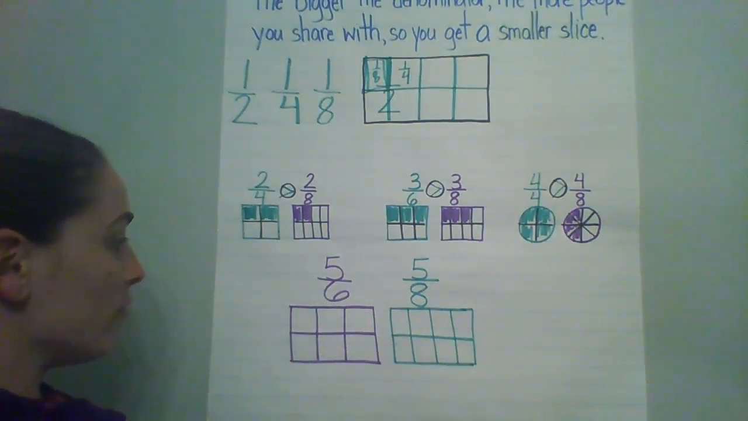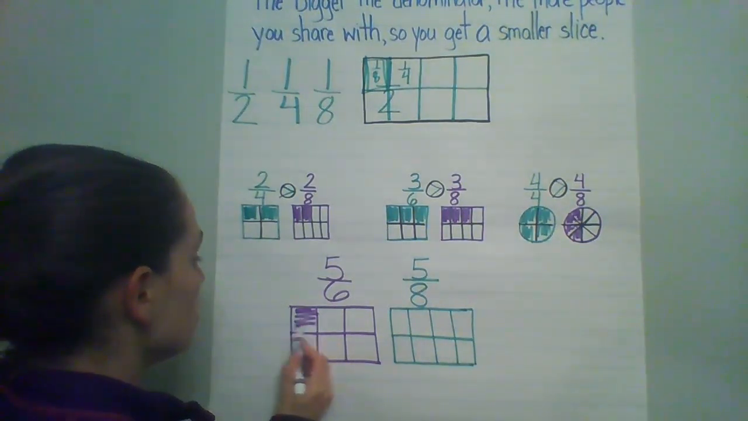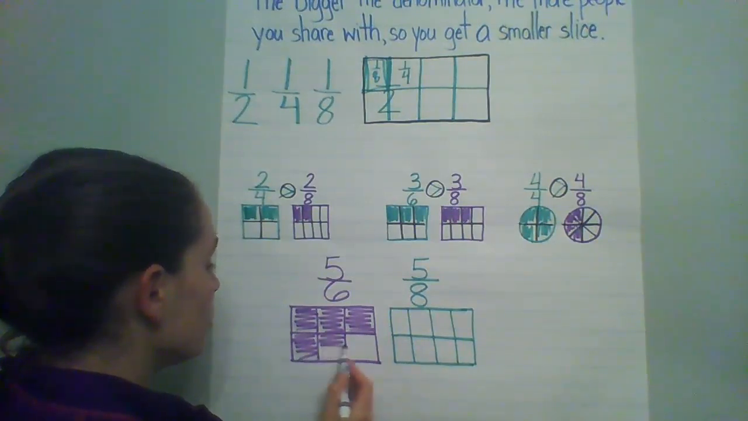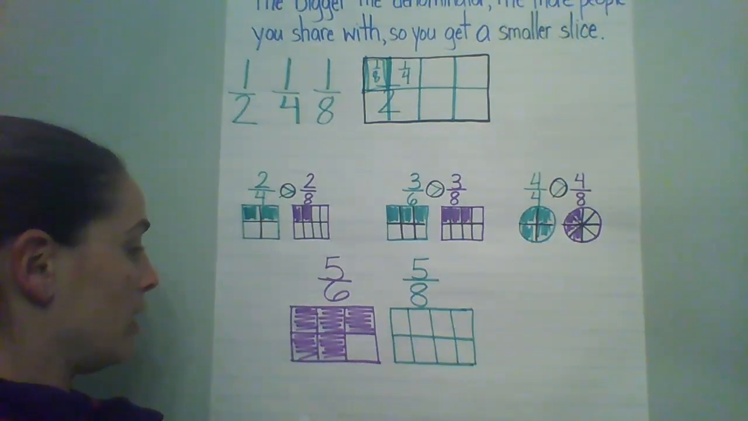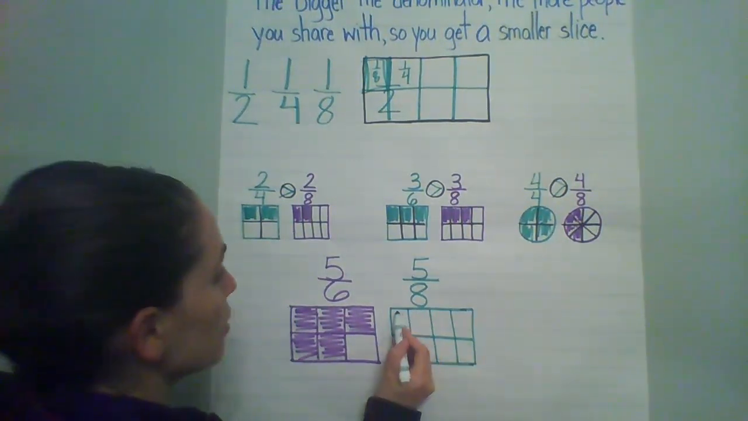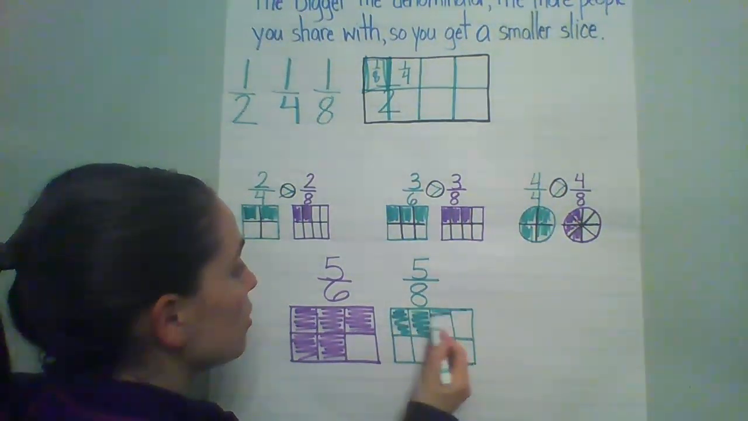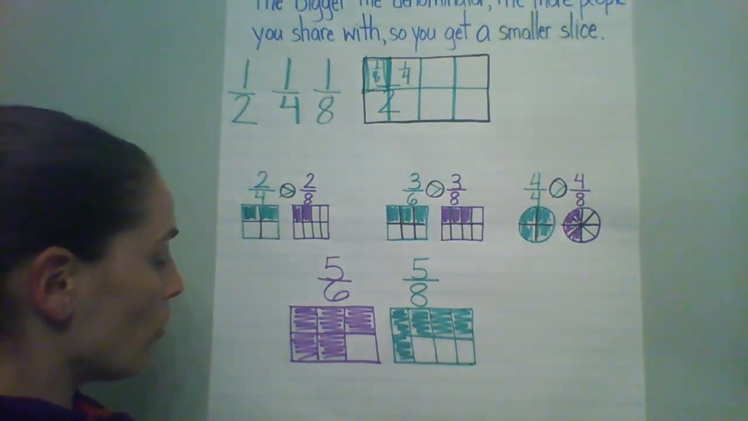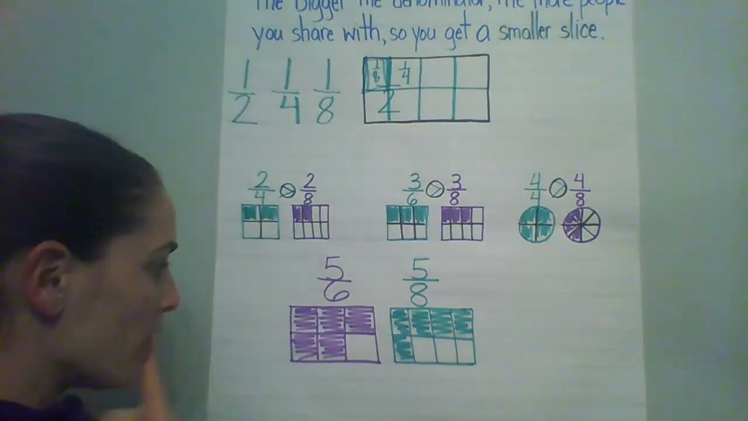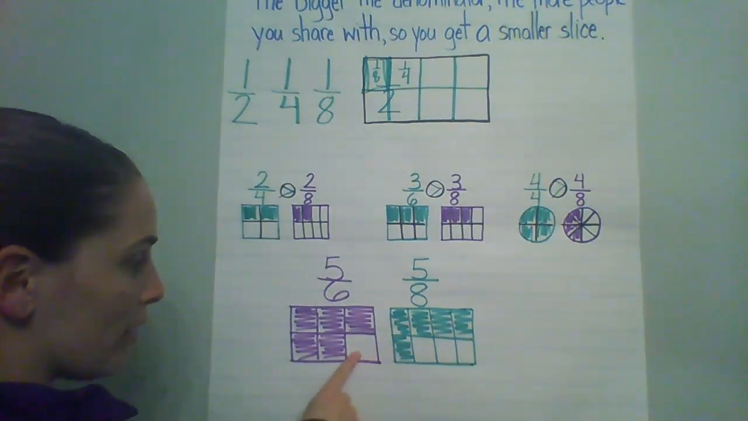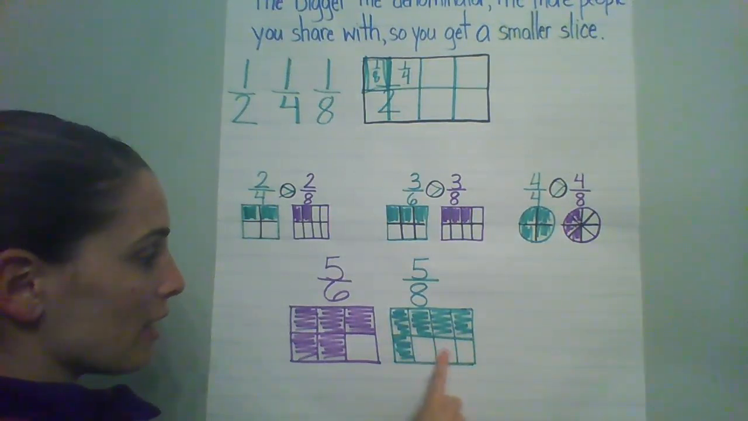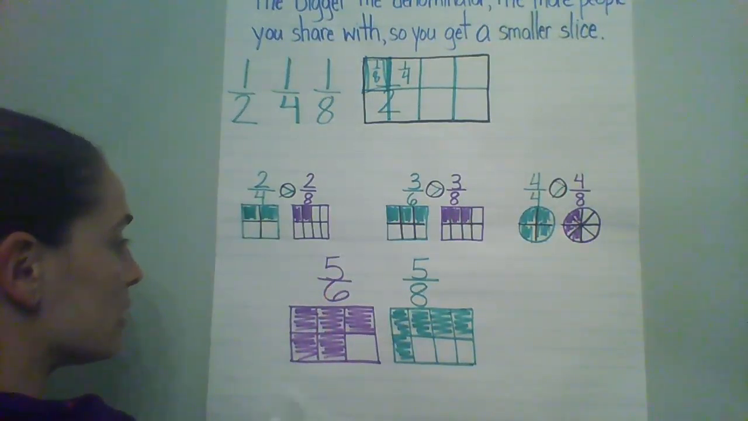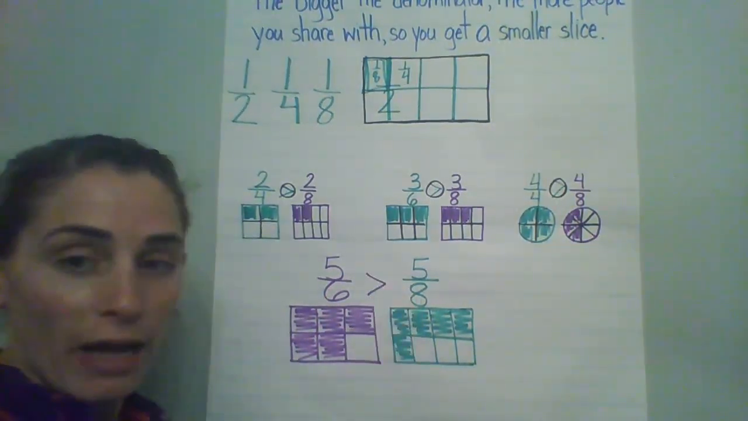Let's see. I'm going to color in 5 of these. 1, 2, 3, 4, 5. And now I'm going to color in 5 of these. 1, 2, 3, 4, 5. Wow, they both take up the whole top row. But then on the bottom, this one only has 1 left over. This one has 3. This has a lot of space left over. So this is where I'm getting more, right? So 5/6, we can say, is greater than 5/8.